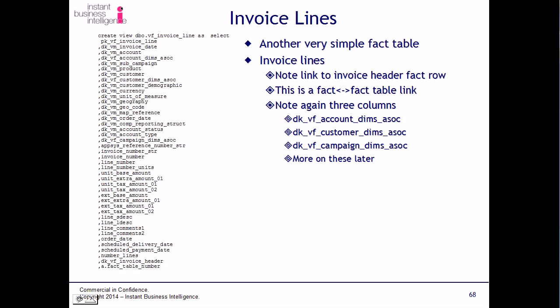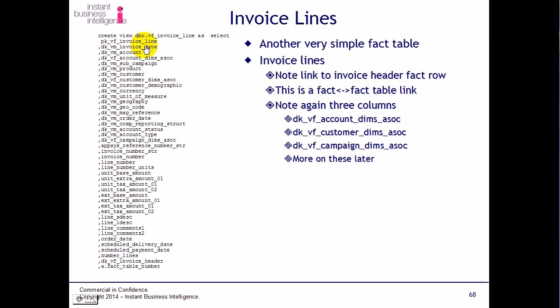Let's look at an invoice line. Invoice lines, very standard right across organizations. Again, another very simple fact table. Note down here, DKVF invoice header. Note that. So invoice lines, note link to invoice header fact row. So DKVF invoice header, here we have linked the invoice line directly to the invoice header through the integer key of the invoice header. Kind of cool. That people can't figure out that's useful, and what to do with it, that's their problem. It's there, and trust me, it's useful.